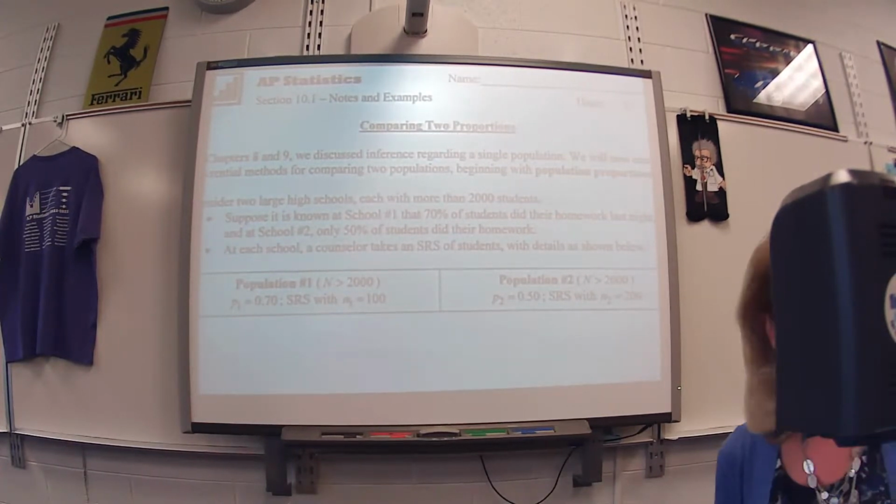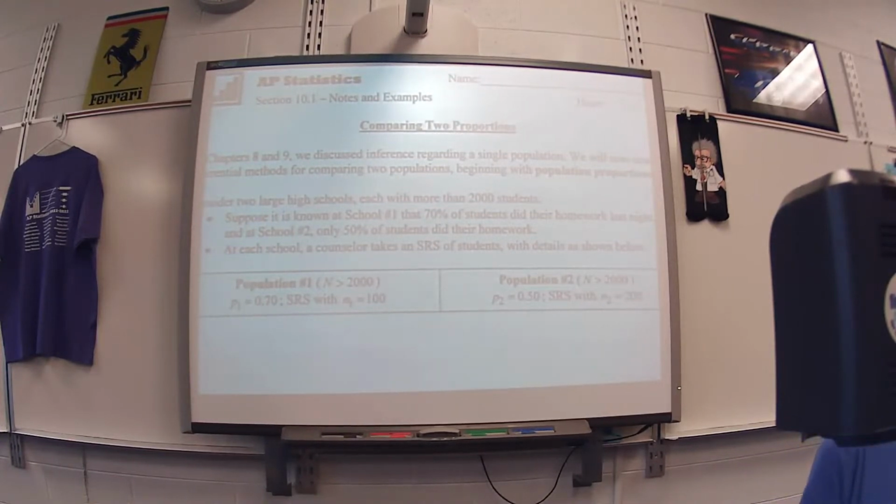All right, so here we go. 10.1, we're comparing two proportions. In chapters 8 and 9, we discussed inference regarding a single population. We will now consider inferential methods for comparing two populations, beginning with population proportions. Okay, so you remember those conditions you had to go through? You now have to go through the same conditions twice. You got to do it for population 1 and 2. So seriously, it's just going to feel dull.